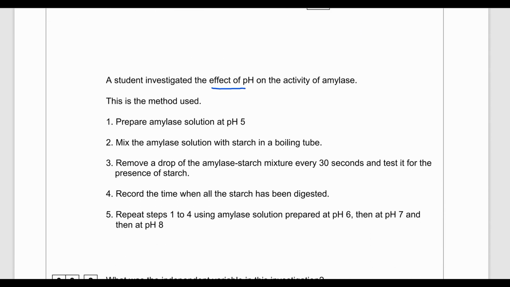A student investigated the effect of pH on the activity of amylase. This is the method used. Prepare amylase solution at pH 5. Mix the amylase solution with starch in a boiling tube. Remove a drop of the amylase starch mixture every 30 seconds and test it for the presence of starch. Record the time when all the starch has been digested. Repeat steps 1 to 4 using amylase solution prepared at pH 6, then at pH 7, and then at pH 8. So we've got a lot of information here. It's been specific in values also.